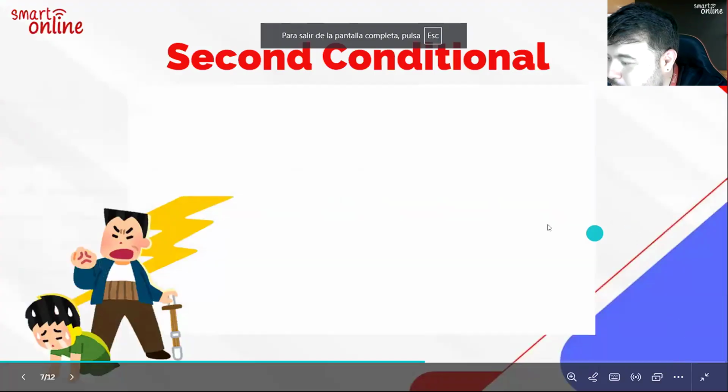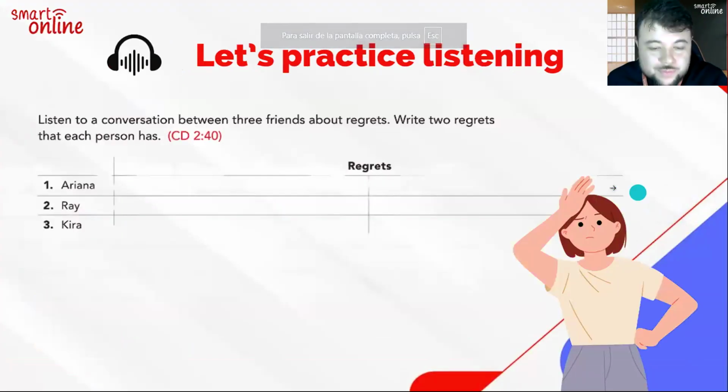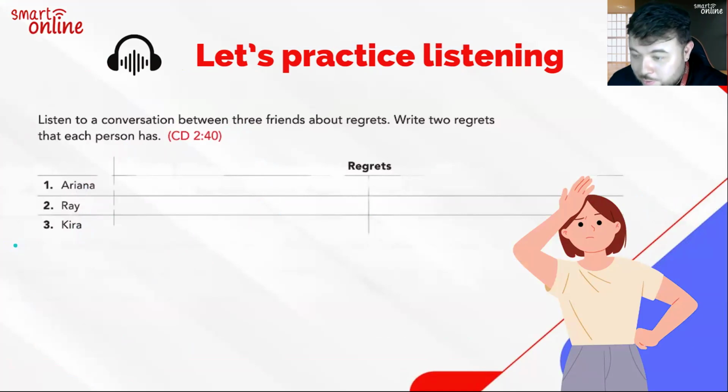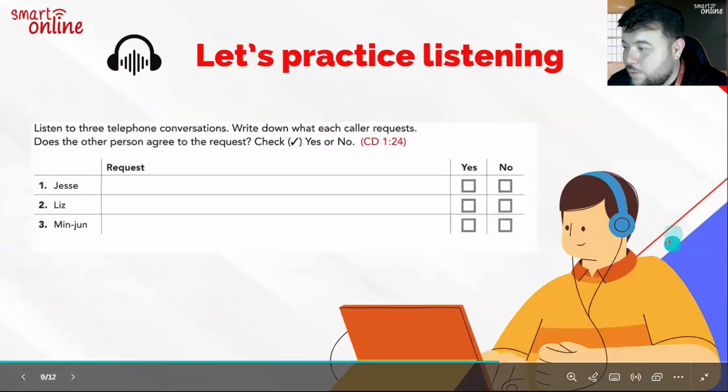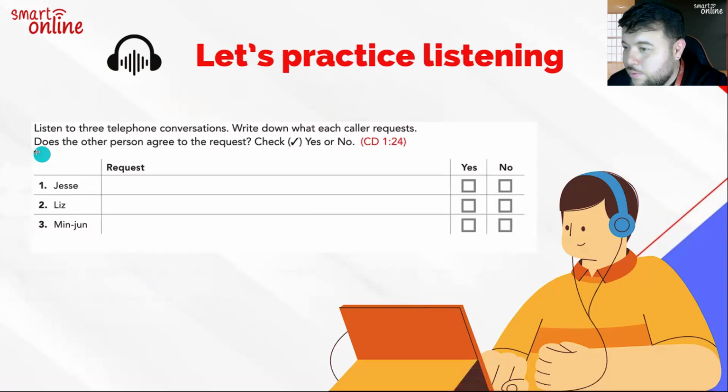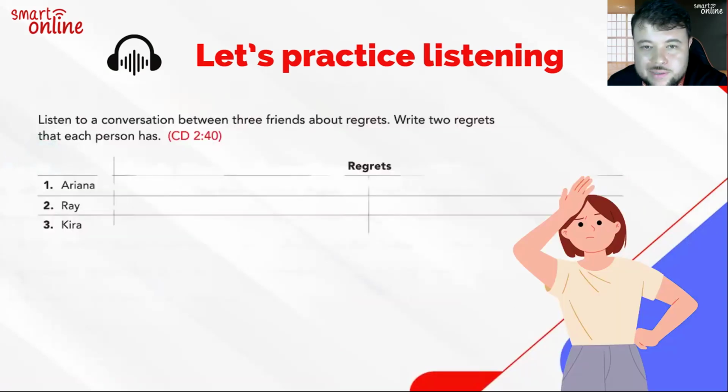All right, that's great. So guys, now pay attention because here we are going to check Ariana, Ray, and Kira regrets. Okay, well, give me a second. And I'm going to do it in this way. Okay, I think it's this one. Give me a second, guys, because I have it over here. Oh, can you see it? Let me know. I don't know if you can see it now. Okay, go. Right?